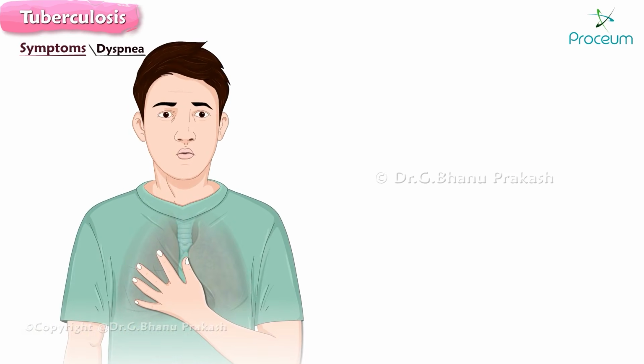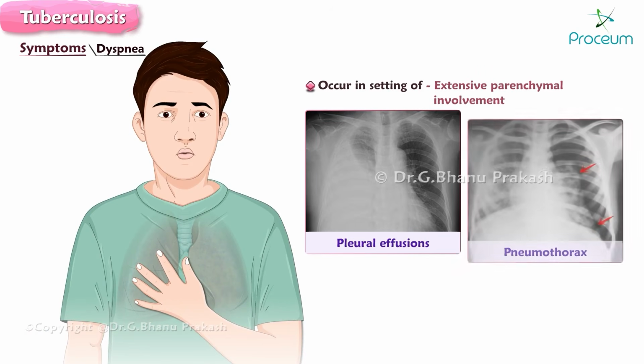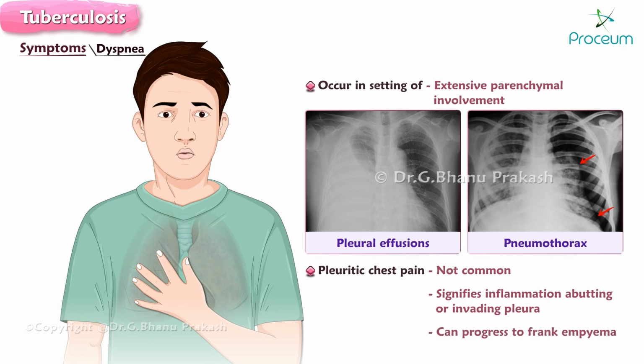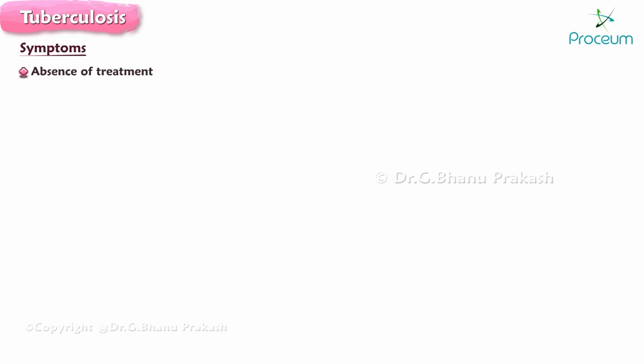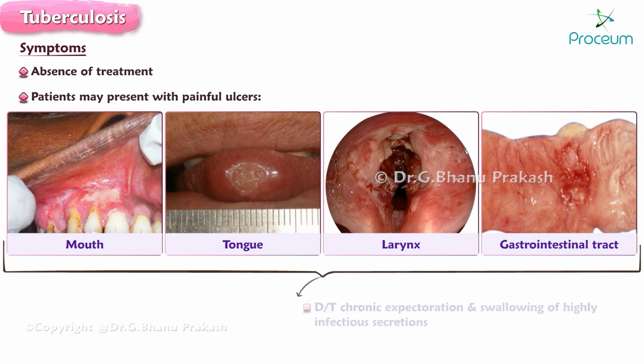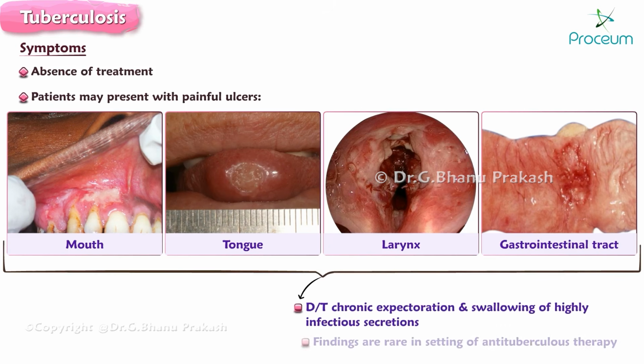Dyspnea. Dyspnea can occur in the setting of extensive parenchymal involvement, pleural effusions, or a pneumothorax. Pleuritic chest pain is not common, but when present, signifies inflammation abutting or invading the pleura, with or without an effusion. Rarely, this can progress to frank empyema. In the absence of treatment, patients may present with painful ulcers of the mouth, tongue, larynx, or gastrointestinal tract due to chronic expectoration and swallowing of highly infectious secretions. These findings are rare in the setting of anti-tuberculous therapy.